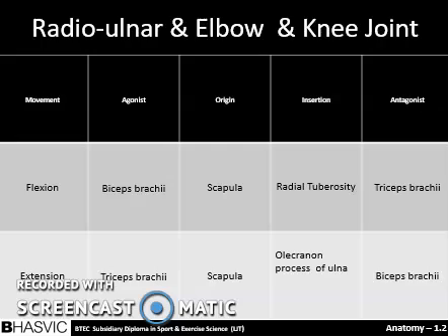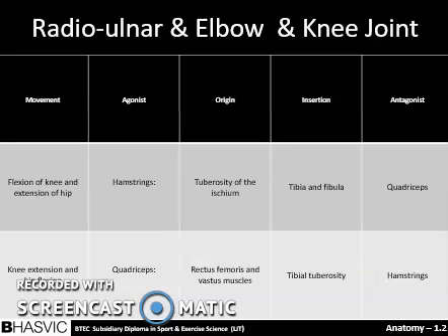Its origin is at the scapula, and its insertion is at the radial tuberosity. The antagonist is the triceps brachii. The triceps brachii's main movement is extension. Its origin is the scapula, and its insertion is the olecranon process of the ulna. And the antagonist is, of course, the biceps brachii. The knee joint.